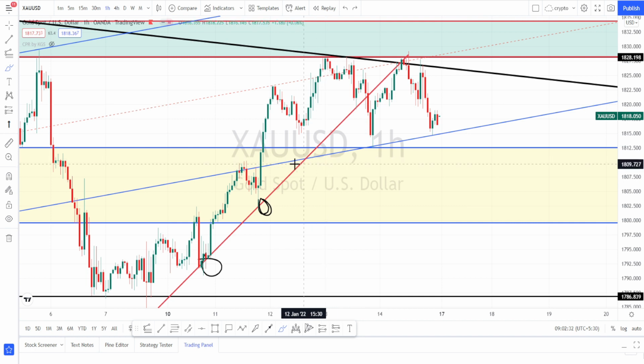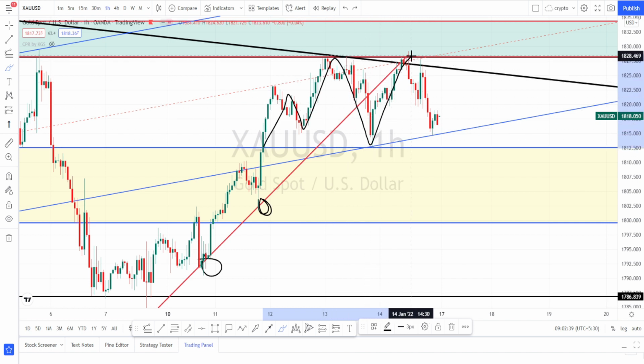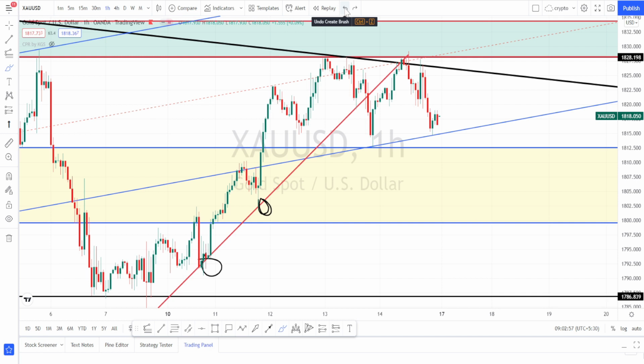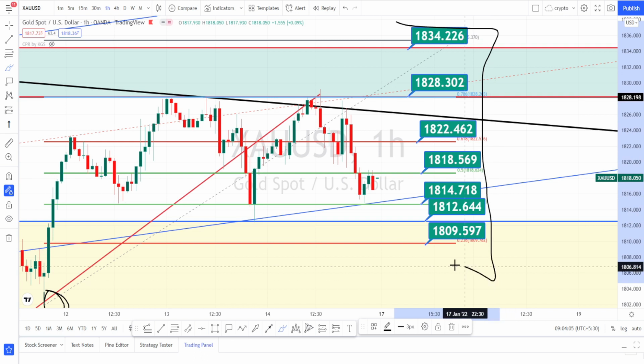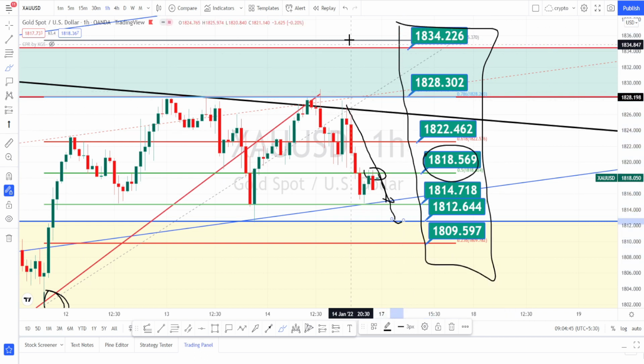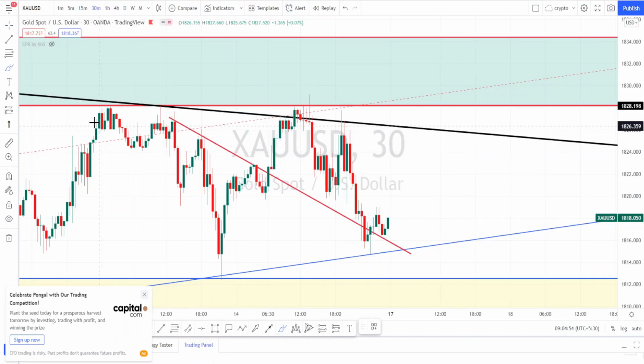So when we look at the price action in hourly time frame also, it is in a sideways market or trading within this support and resistance levels. Let us mark the support and resistance levels. So these are all the support and resistance levels in hourly time frame. Let us do the analysis in 30 minutes time frame. I am in 30 minutes time frame now.